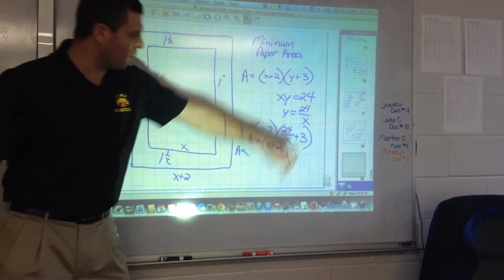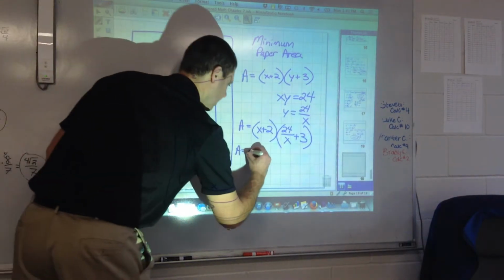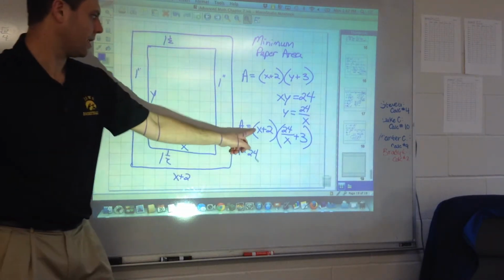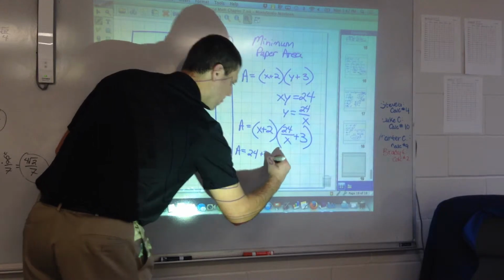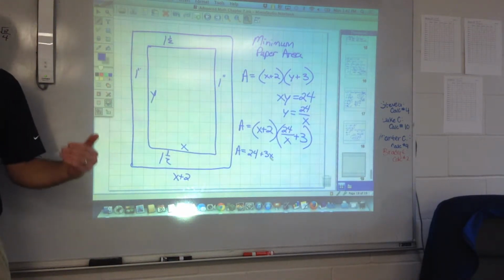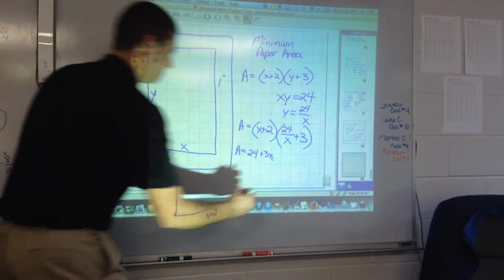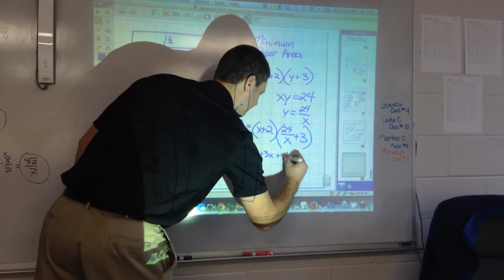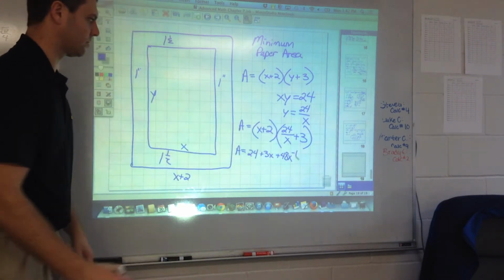x times 24 over x is 24. x times 3 would be 3x. 2 times 24 over x would be 48 over x. How about 48x to the negative 1? Sure, because that's easier to find the derivative of. And 3 times 2 is 6.